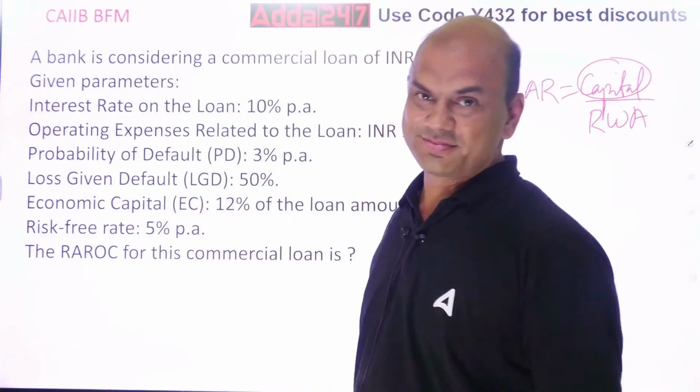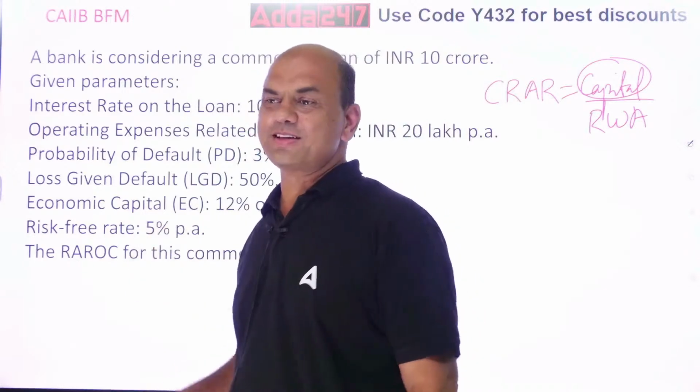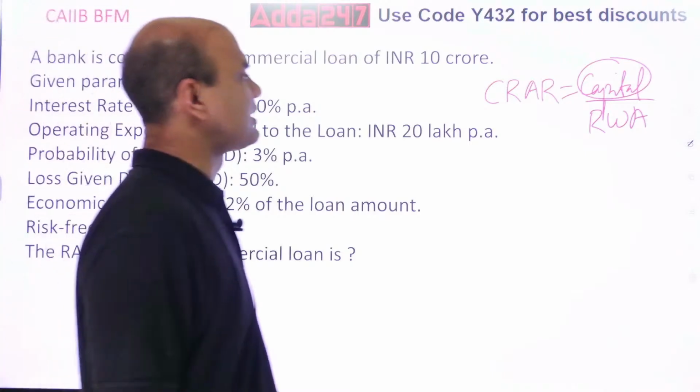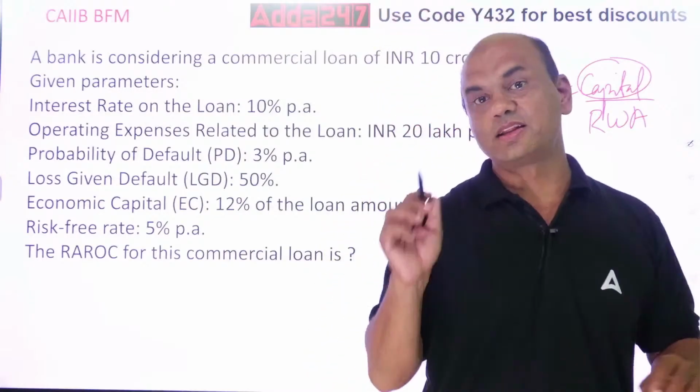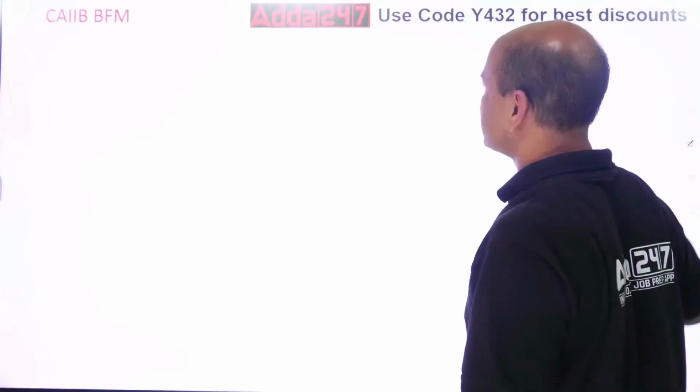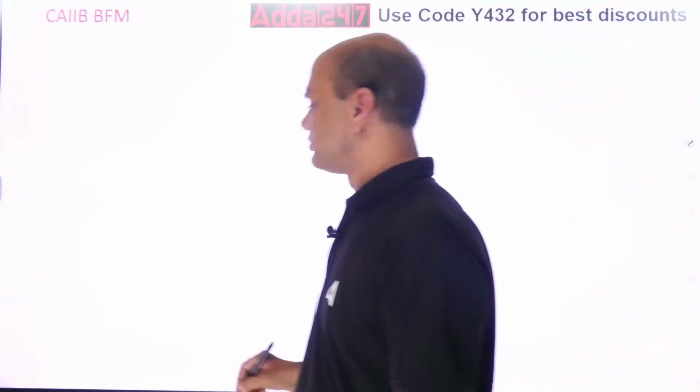Calculate the RAROC. Now if this numerical comes, how will you solve this? Everyone, try to solve this. First, I'll give you the steps. In total, there are 5 steps. First, calculate the annual interest income. Pay attention, everyone. This is a 5 marks case study. So first calculate the annual interest income.